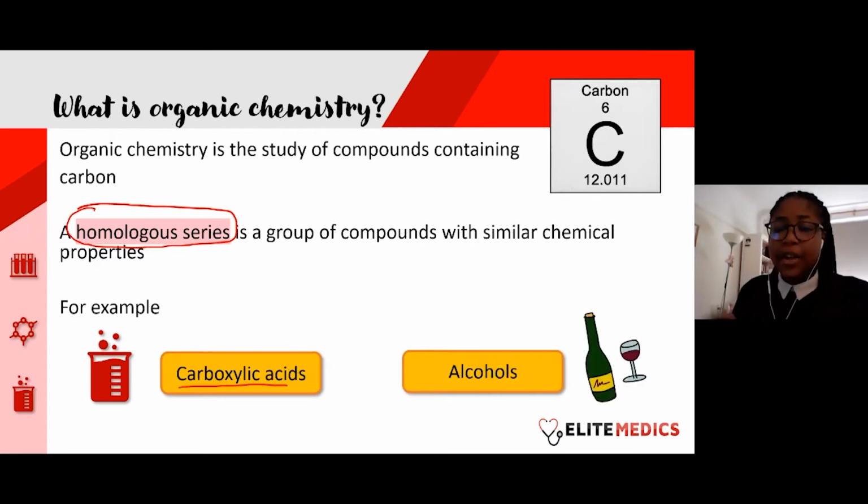Alcohols are another group of compounds, and these compounds also share similar chemical properties. So we can say that alcohols are another homologous series. A homologous series is just a group of compounds with similar chemical properties.